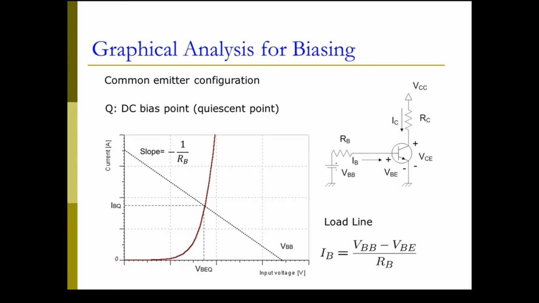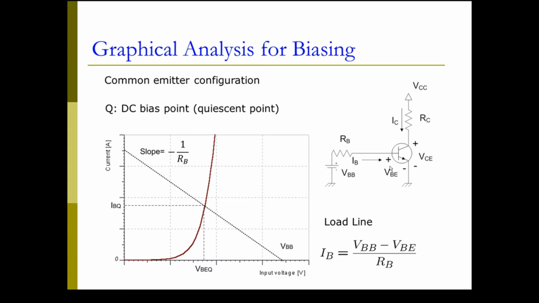In order to make the transistor work as an amplifier, we need to make it work at a certain point, like a certain biasing point. But how do we analyze this biasing point? For example, I have this circuit. Now this is a common emitter circuit, or common emitter configuration.